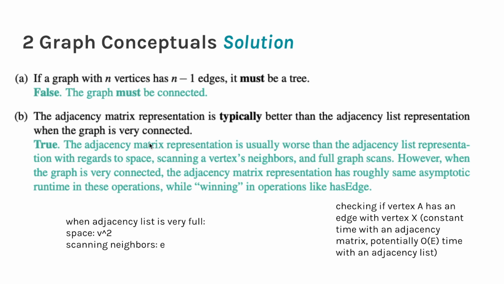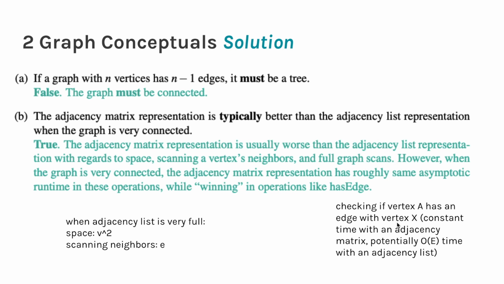But the one advantage the adjacency matrix has over an adjacency list in this case is the has-edge operation. This would be checking if vertex A has an edge with a specific other vertex X. We can do this in constant time with an adjacency matrix. We just go to that spot in the matrix, A, X.